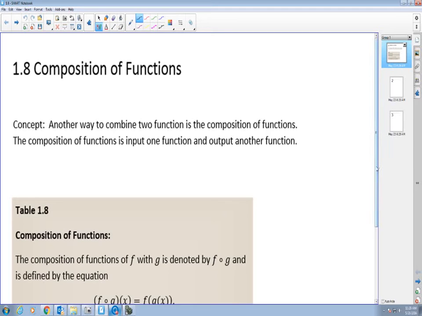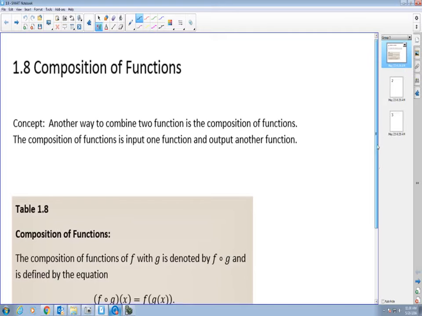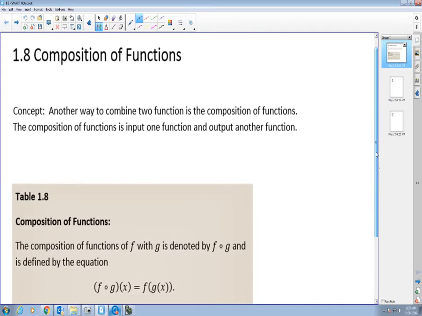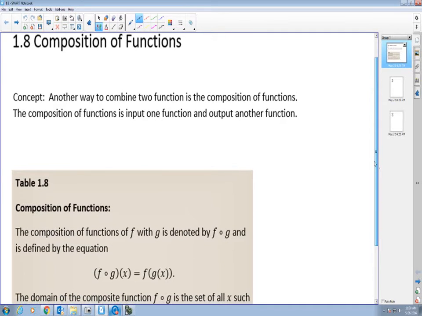Welcome to Calculus 1. Today we're going to review composition of functions. Other than add, subtract, multiply, and divide two functions, another way to combine two functions is what's called the composition of functions. What that means is we're going to take one function and input it into another one, and then we will get an output of a totally different function. So we're going to take one function and plug it into another one. That's called the composition of functions.